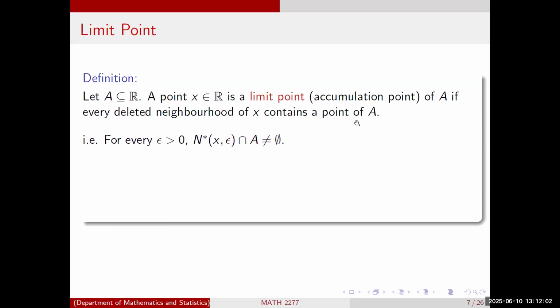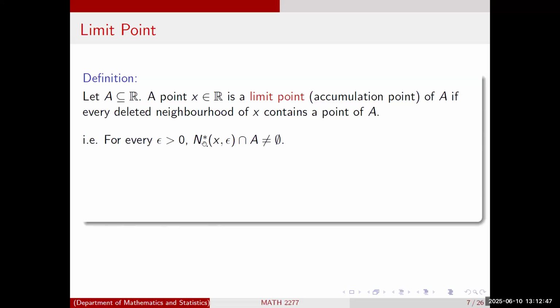Okay, so how to write this? Another way of writing this: for every radius epsilon, the deleted neighborhood around that point x of that radius, intersected with A, is non-empty. In other words, for every radius you choose, the deleted neighborhood and the set A have a point in common. So how to say two sets have at least a point in common? Another way of saying that is that the intersection of them is not empty. The intersection being not empty means they have some point in common.